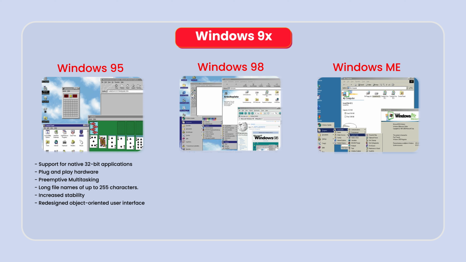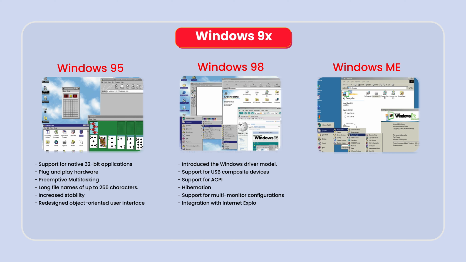Windows 98 was later released on June 25, 1998, and had the following improvements. Introduced the Windows driver model. Support for USB composite devices. Support for ACPI that helps discover and configure computer hardware components to perform power management, auto-configuration, and status monitoring. Hibernation, which helps power down a computer while retaining its state. Support for multi-monitor configurations. Integration with Internet Explorer 4 through active desktops.